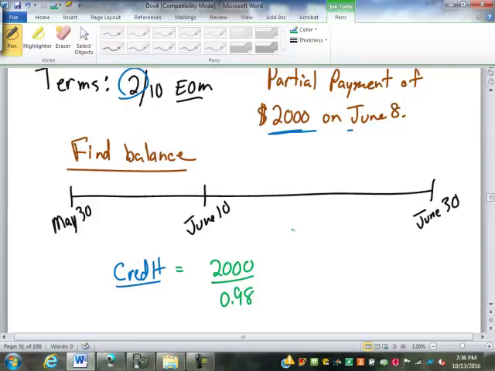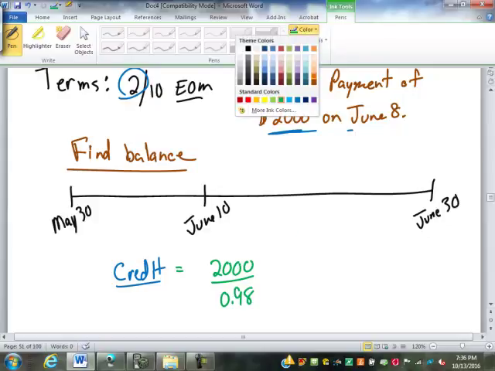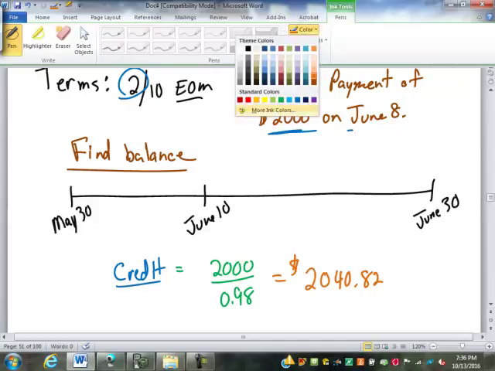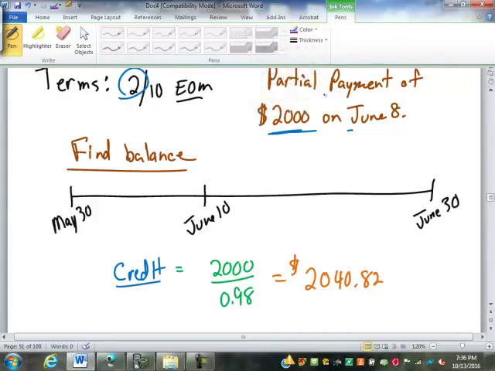Divide by 0.98. Very good. 2,000 divided by 0.98 is what? 2,040.82. Thanks. So 2,040.82. That is our credit. What's our next step?